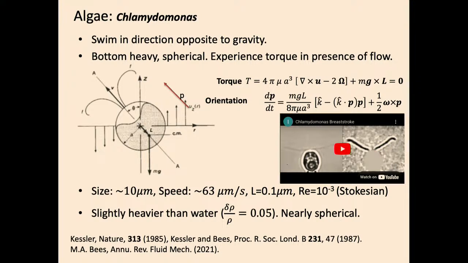Second, it's bottom heavy. It's nearly spherical, but its center of mass and center of geometry are not at the same point. What does that do? If you put this organism in a shear flow like so, then the flow will try to rotate the organism, but because it's bottom heavy, there is a torque acting on the organism which will try to realign it.